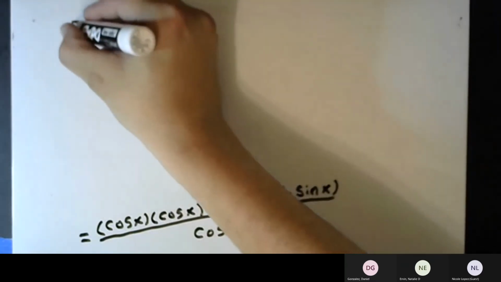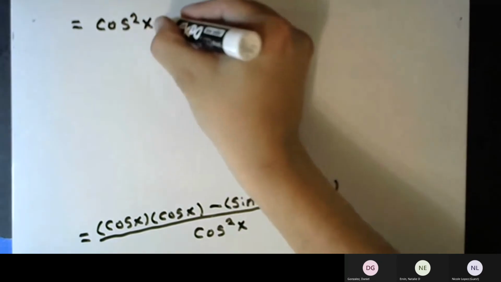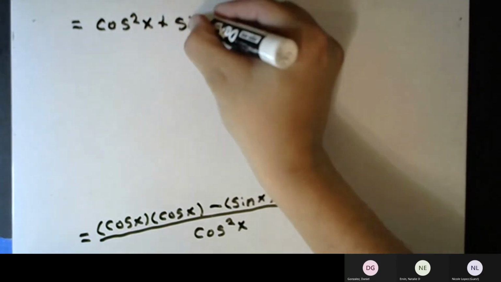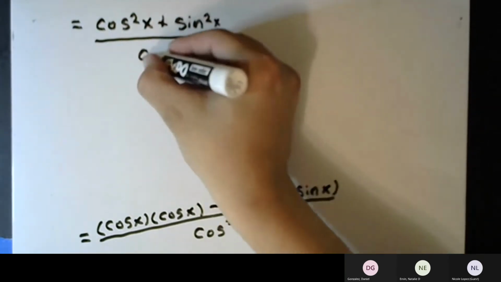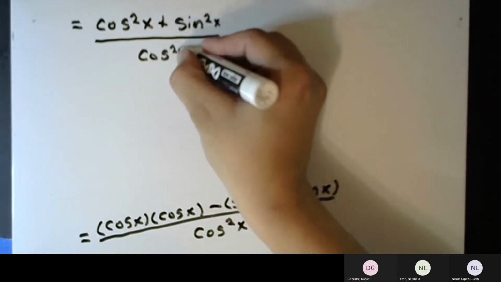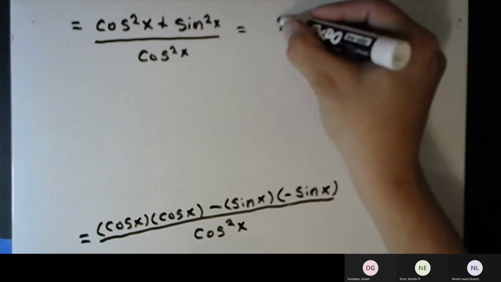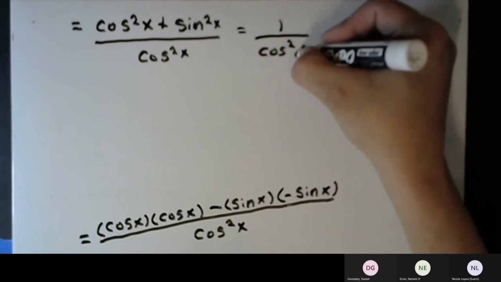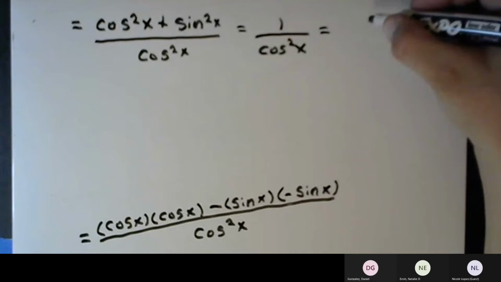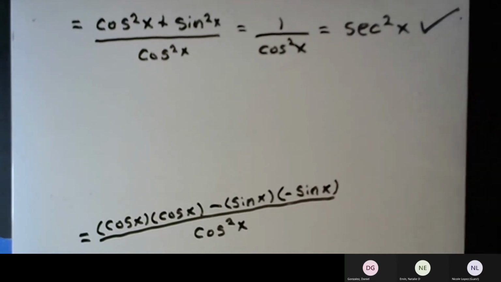So we're going to get cosine squared x plus sine squared x over cosine squared x. Well, cosine squared plus sine squared is 1. So you get 1 over cosine squared x. And this is just going to be secant squared x. And that's how you get your derivative of tangent.